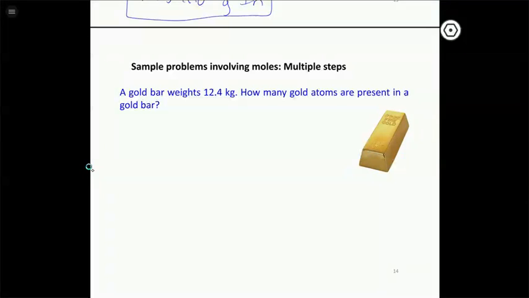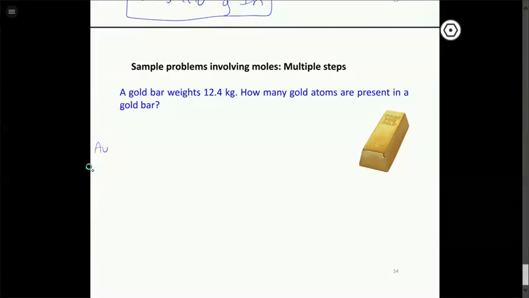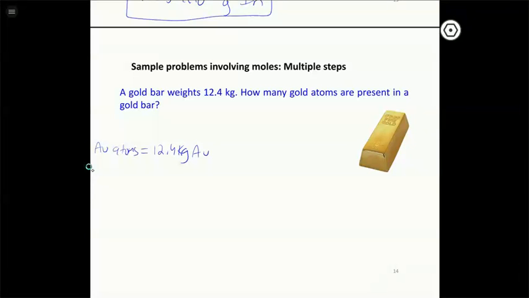Again, we're given a mass, and this time in kilograms. We don't have a direct conversion from mass into number of atoms, but we can do this in a stepwise process. So for the number of gold atoms, we're starting with 12.4 kilograms of gold. That's the quantity that we're trying to convert. Now we should recognize, again, the importance of units here, that the atomic mass is going to be grams per mole. So if our mass is not in grams, we cannot immediately convert it into moles. We have to get it into grams first.